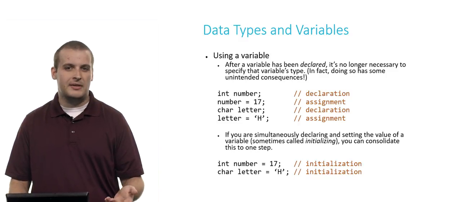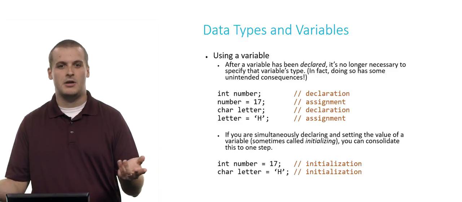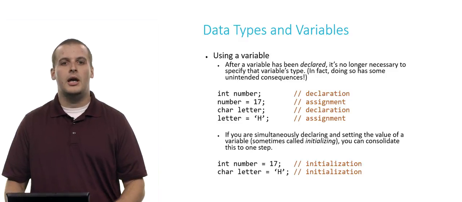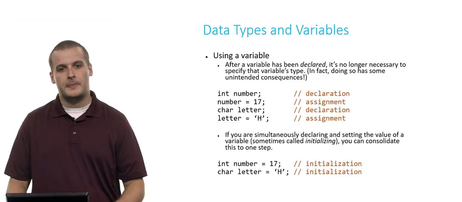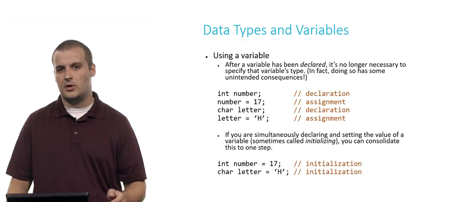This is actually a pretty common thing to do. When you create a variable, you usually want it to have some basic value, even if it's 0 or something, you give it a value. So you can initialize a variable. Int number equals 17 is the same as the first 2 lines of code up above. Char letter equals H is the same as the 3rd and 4th lines of code above.